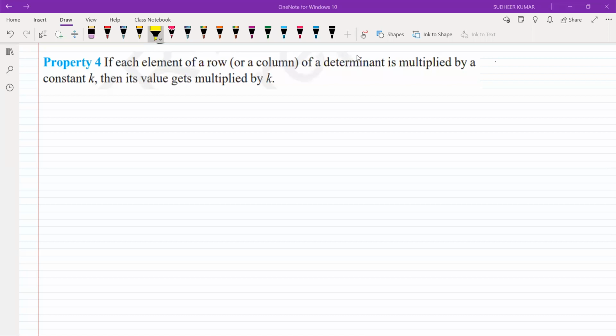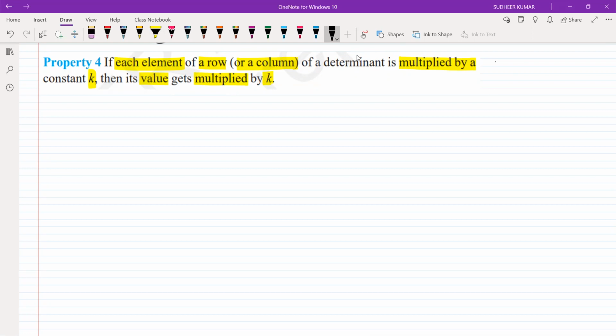See property 4. If each element of a row or a column of a determinant is multiplied by a constant k, then its value gets multiplied by k. So what do you understand here? If each element of a row or column is multiplied by a constant k, then the value of the determinant will also be multiplied by k.